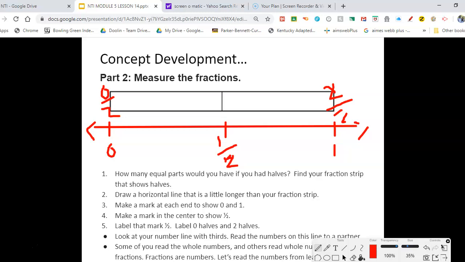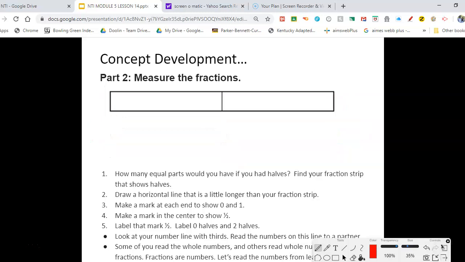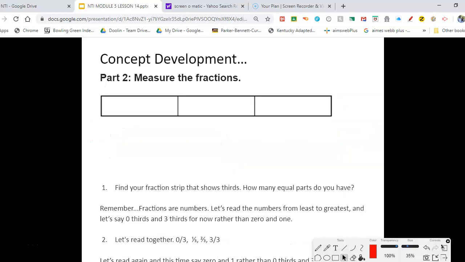Now remember, fractions are numbers, and it's really important that we understand that fractions are numbers. Let's start on the left-hand side and let's read those fractions. 0 halves, 1 half, 2 halves. Now let's continue. This time I want you to get out your fraction strip that shows thirds.